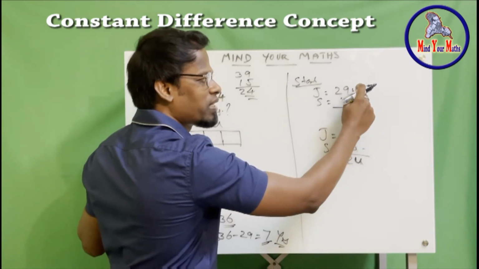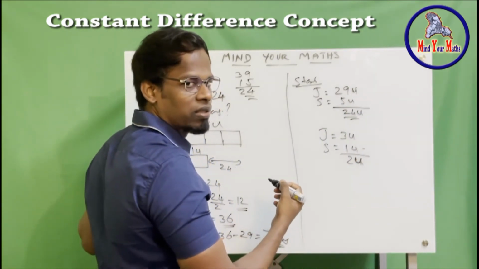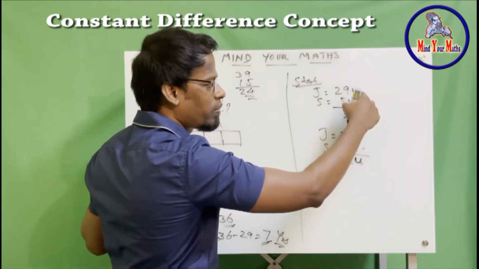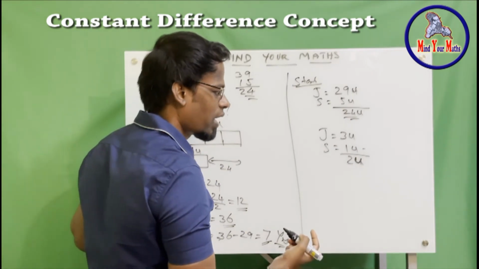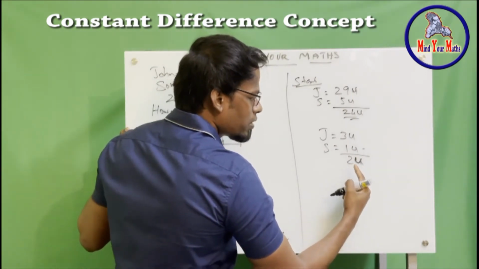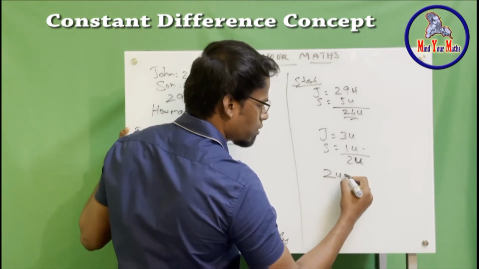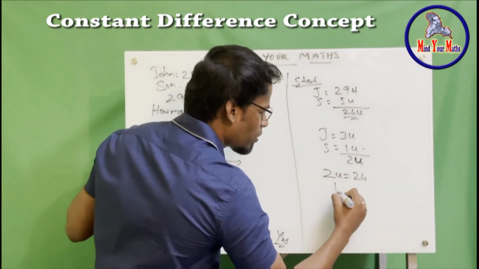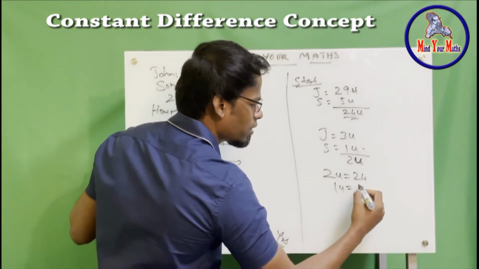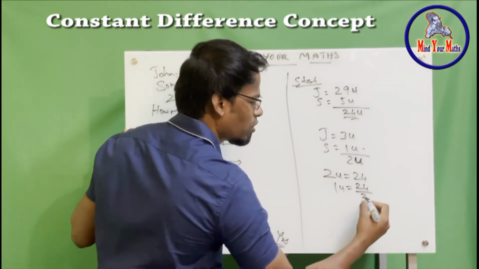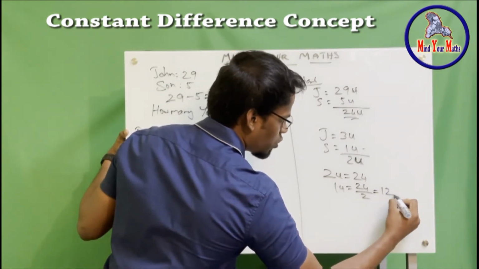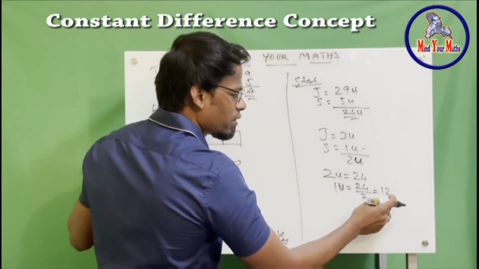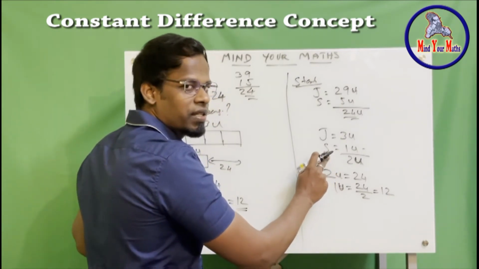You might want to use something else instead of this unit, maybe a before unit or an after unit, so that you don't confuse between this unit and this unit. Okay, so now 2 units is equal to 24, so 1 unit is equal to 24 divided by 2, which is 12. So 1 unit is the son's age at the end.